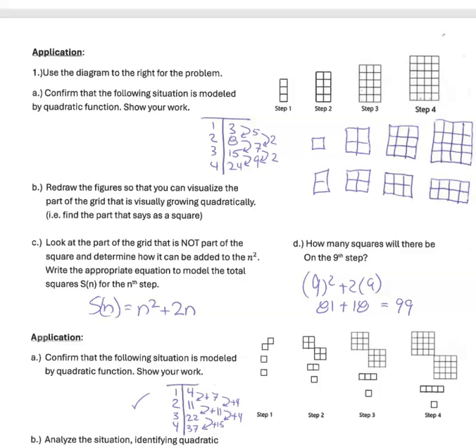So as you can see here, sometimes they're not broken up into the quadratic aspect and the non-quadratic, the linear aspect of the equation. So hopefully that made sense. Then it said, how many squares at the 9th step? You just substitute a 9. 9 squared plus 2 times 9, and that gets you 99.